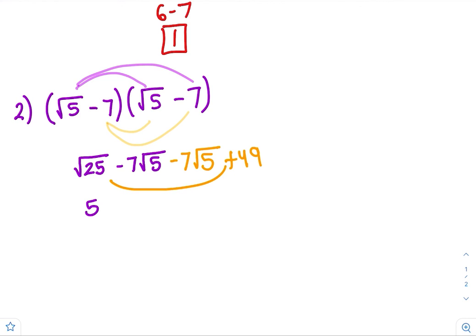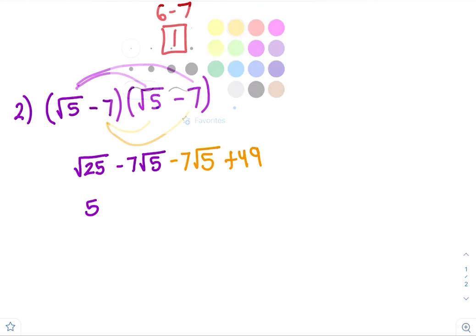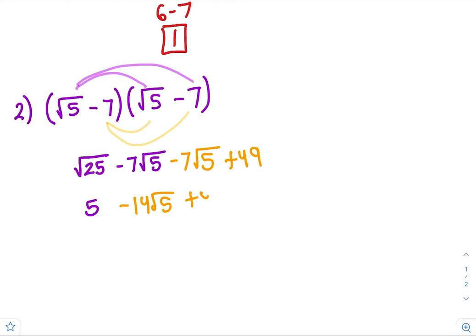Now you can combine these because they have the same square root and radicand. So what's negative 7 minus 7? That's negative 14 square root of 5, and we still have the plus 49. We can combine these, so in total, we have 54 minus 14 square root of 5.